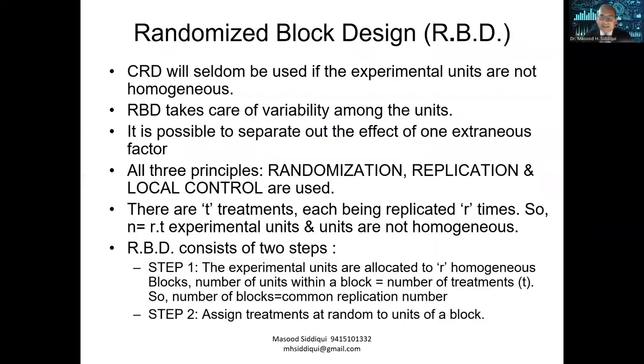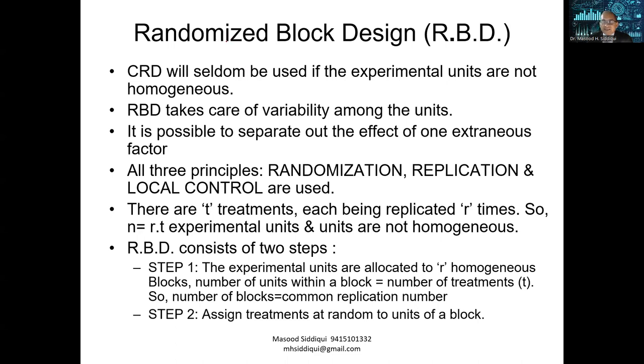The second research design is the randomized block design. As we discussed, the main drawback is that CRD is very simple to apply, and that was a starting research design. But CRD will seldom be used if the experimental units are not homogeneous, because CRD has no local control. So CRD cannot be used if our experimental units are showing heterogeneity or variability. So for that, we introduce the randomized block design.